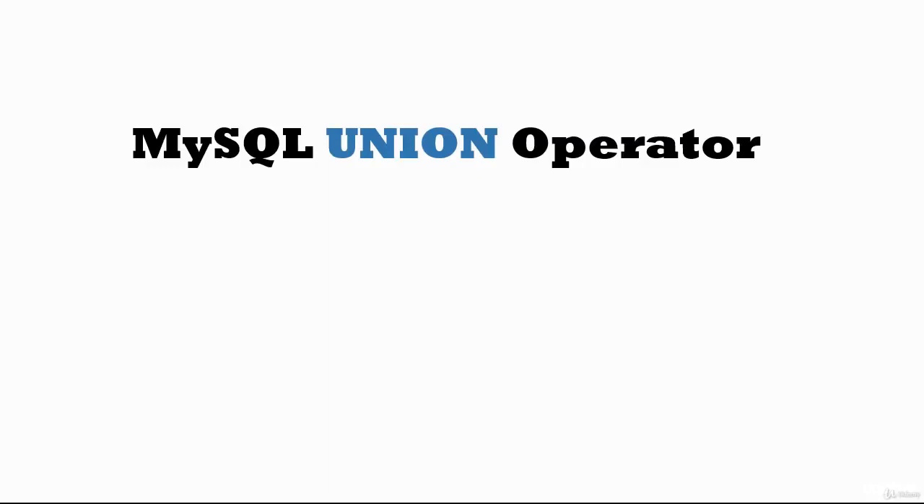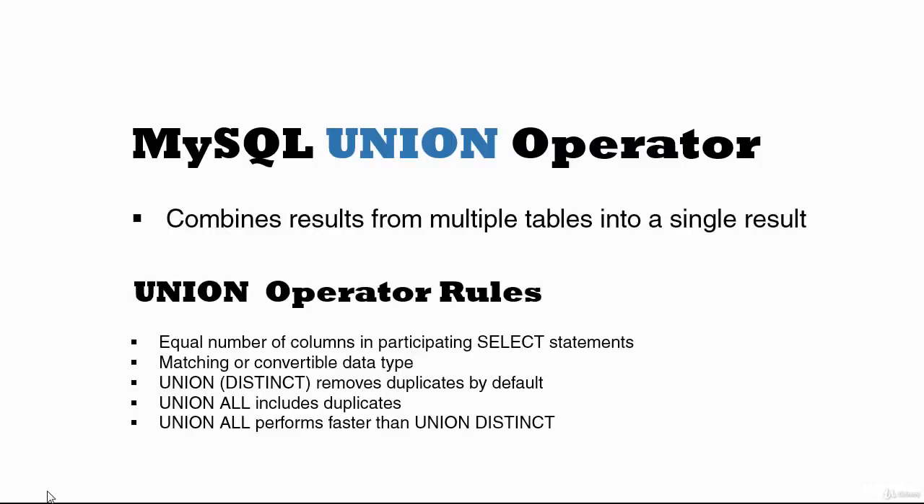There are a few rules that you must follow when using the union operator. The participating tables from the select statements must have an equal number of columns. So if select statement A has 3 columns, select statement B must also have 3 columns. So they must be equal.